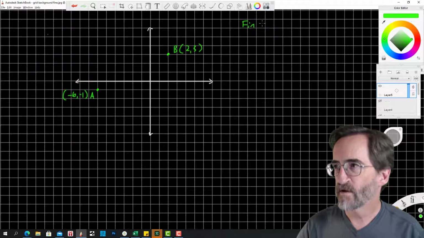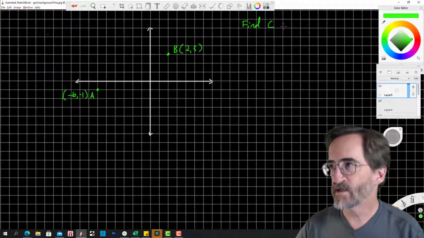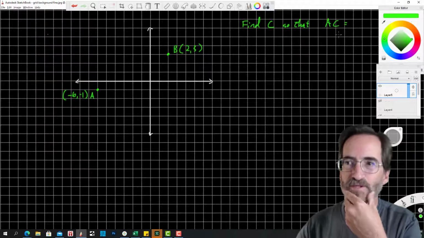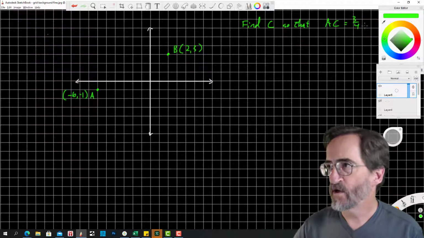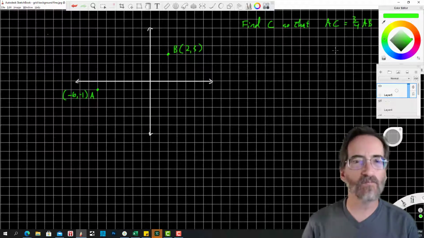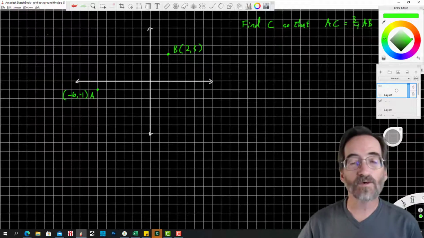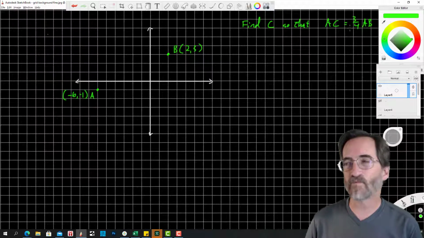Find C so that AC is 3/4 of AB. Okay, and that's what we mean by a ratio. So AC is going to be 3/4 of AB. Not quite as long as AB, but 3/4.